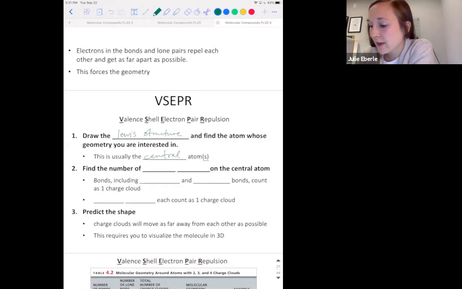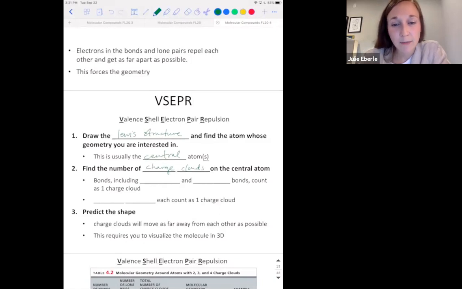Rule number 2, find the number of, here's a new term, charge clouds. What in the world is a charge cloud, okay? So you're going to find the number of charge clouds on the central atom. So a charge cloud can be 2 things. It can be a bond or a lone pair.